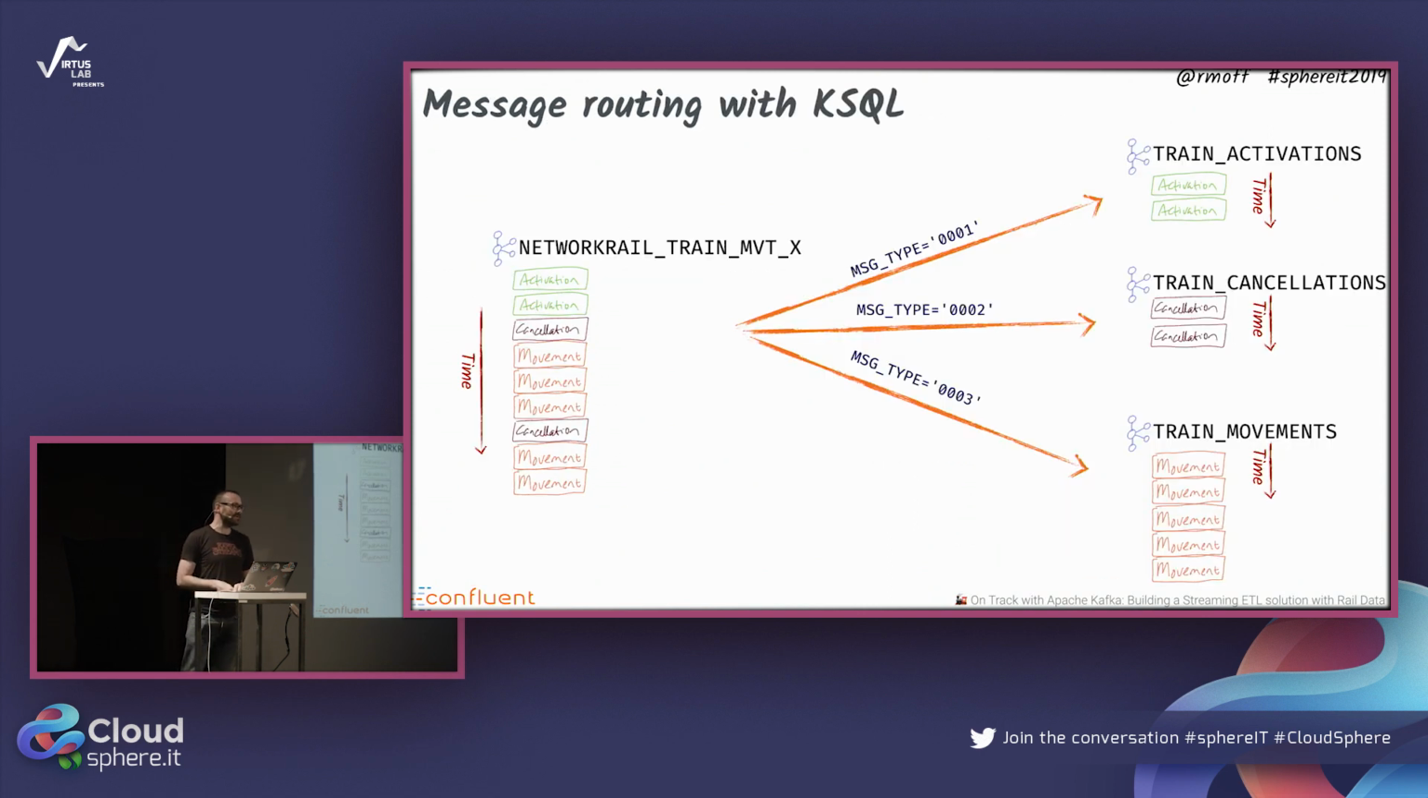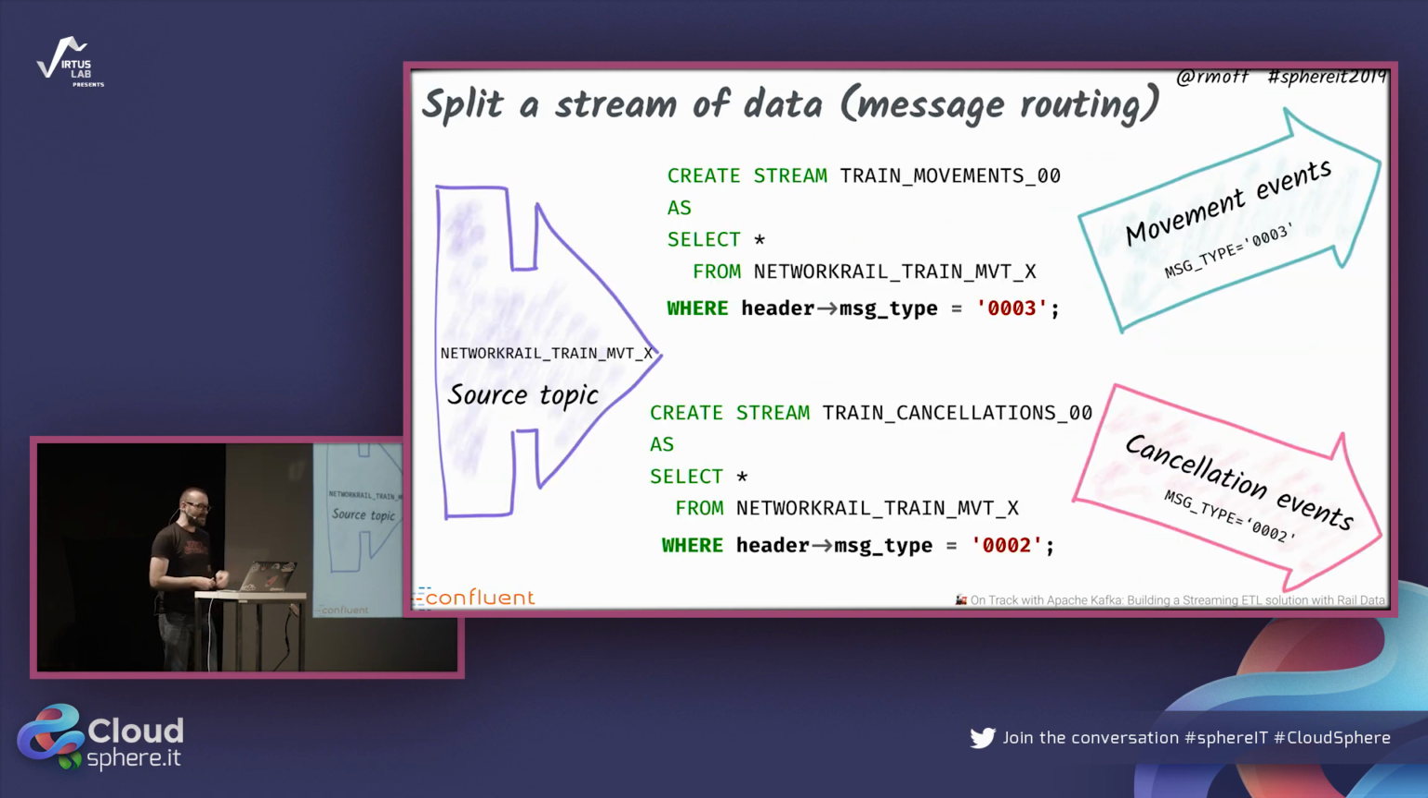So KSQL can do that. KSQL can say, I'm going to subscribe to this stream of events, and if I match this one, I'm going to write it over there. If I match this one, I'm going to write it over there. And to do that, we simply say create stream, stream name, topic name, as select everything from there where we match this condition. So you'll notice there we're handling nested structures.